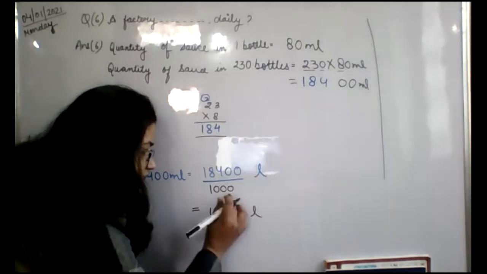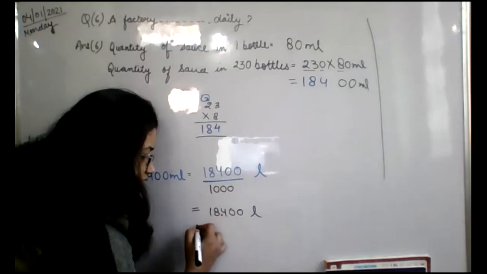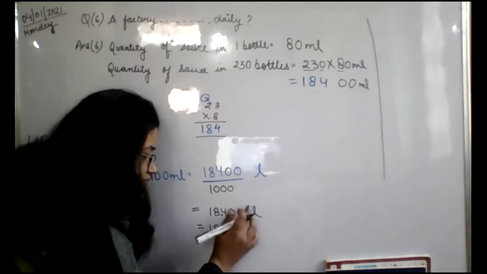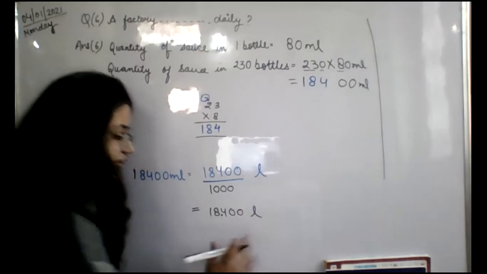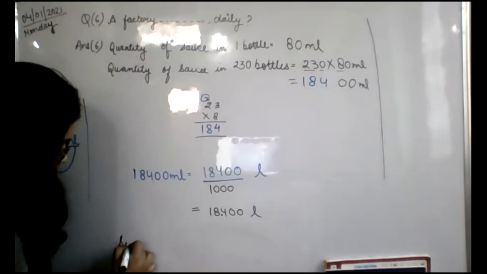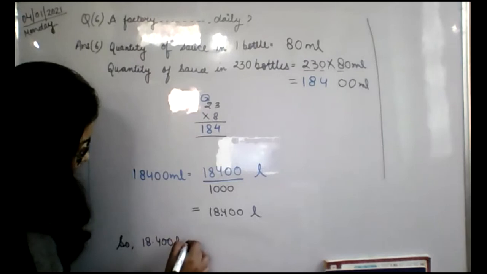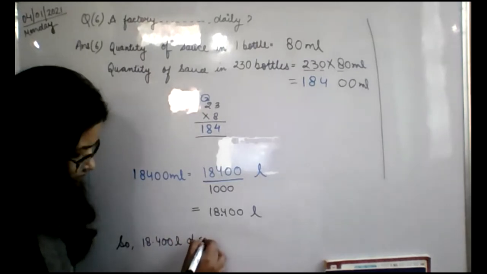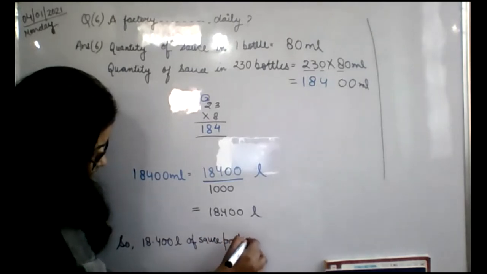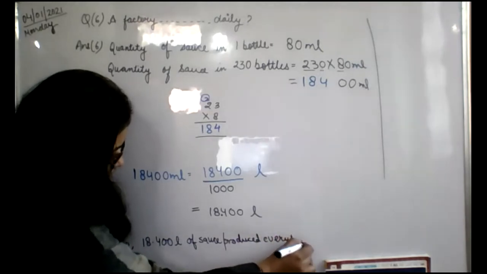So the answer will be 18400, and count 1, 2, 3 from the end; before those 3 digits you will put a point. So the answer will be 18.400 liters. Now you can simply write it here. How many liters of sauce? 18.400 liters of sauce produced every day. Complete it.